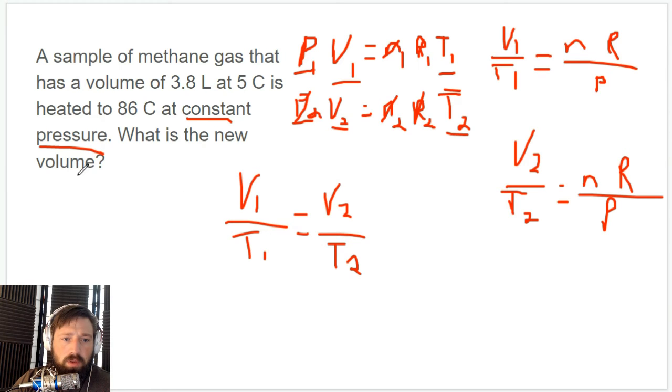And we have everything. We're looking for the new volume. So this is the guy that we're looking for. We can rearrange, and we have everything else. Multiply both sides by T2, that cancels, and we're done. So we are going to have to do one more thing, and that is change this to Kelvin. Some of you more math-minded people might look at this and say, do I really need to change it? Not in this case, but best practice would be just do it anyway.